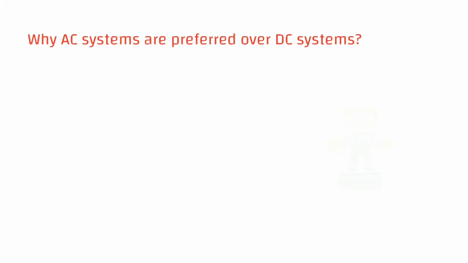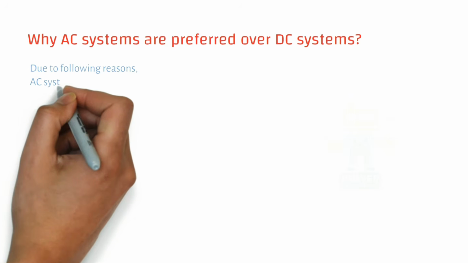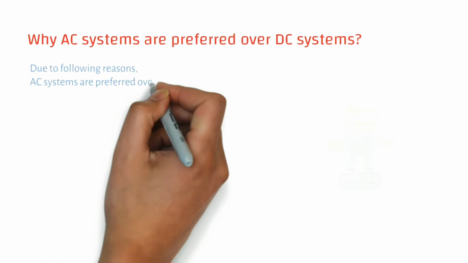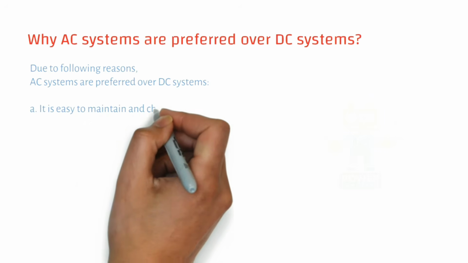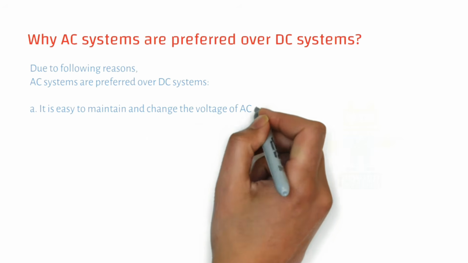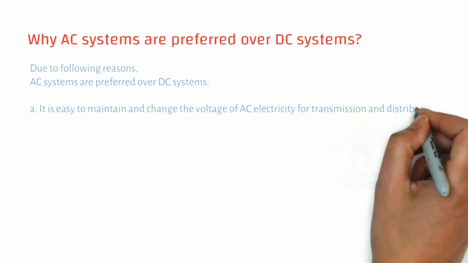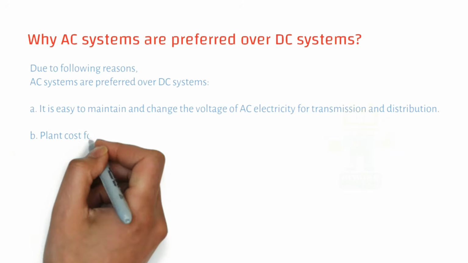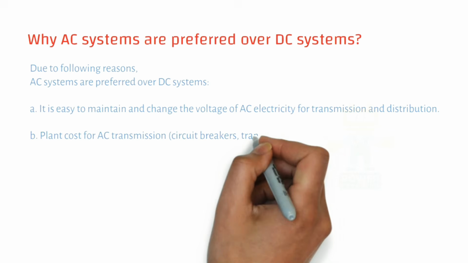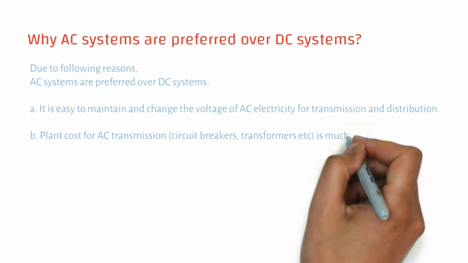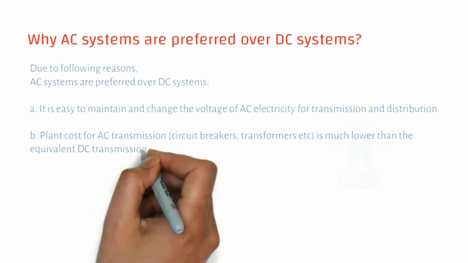So now we see why AC systems are preferred over DC systems. Why are we always preferring AC systems in our daily life and even in electrical energy? Why are we not using DC systems? So due to the following reasons, AC systems are preferred over DC systems. Point A: it is easy to maintain and change the voltage of AC electricity for transmission and distribution.